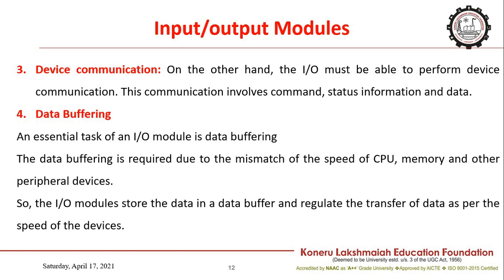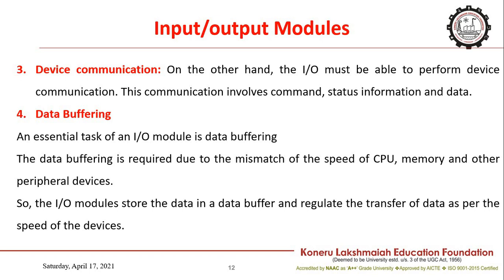Device communication is the communication involving information and data transfer. That is, the interaction between the processor and the IO module is known as device communication. And then data buffering is the mismatch of speed between the CPU, memory and other peripheral devices. The IO module stores the data in the data buffer and then regulates the transfer of the data as per the speed of the devices.